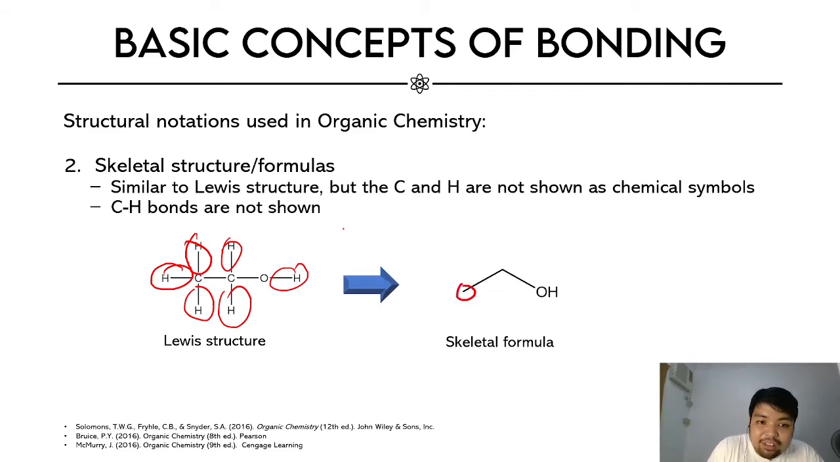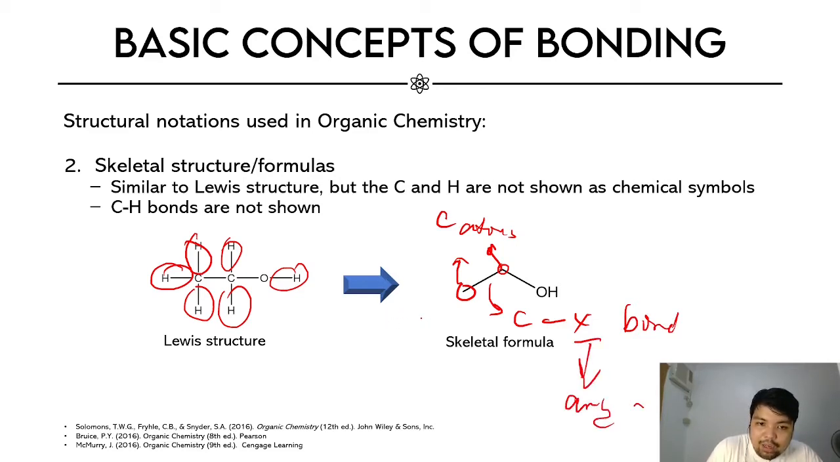Now, the vertices, the starting points and the vertices of the line represent the carbon atoms, and these lines here represent a C-X bond, wherein the X can be any atom except hydrogen.